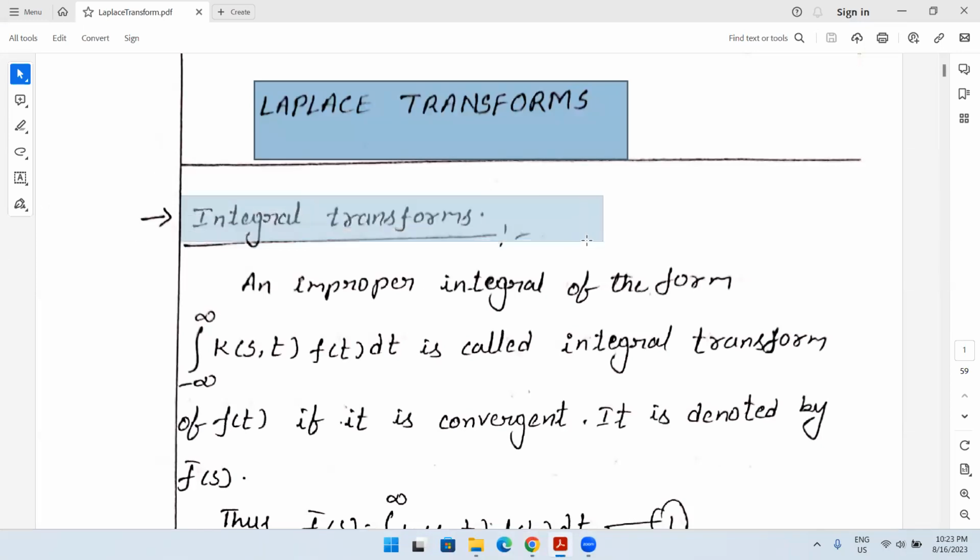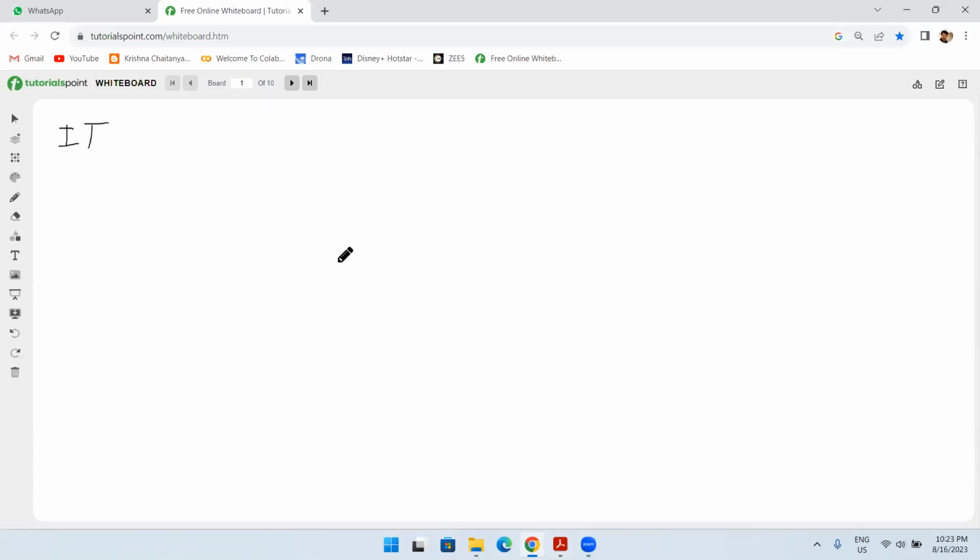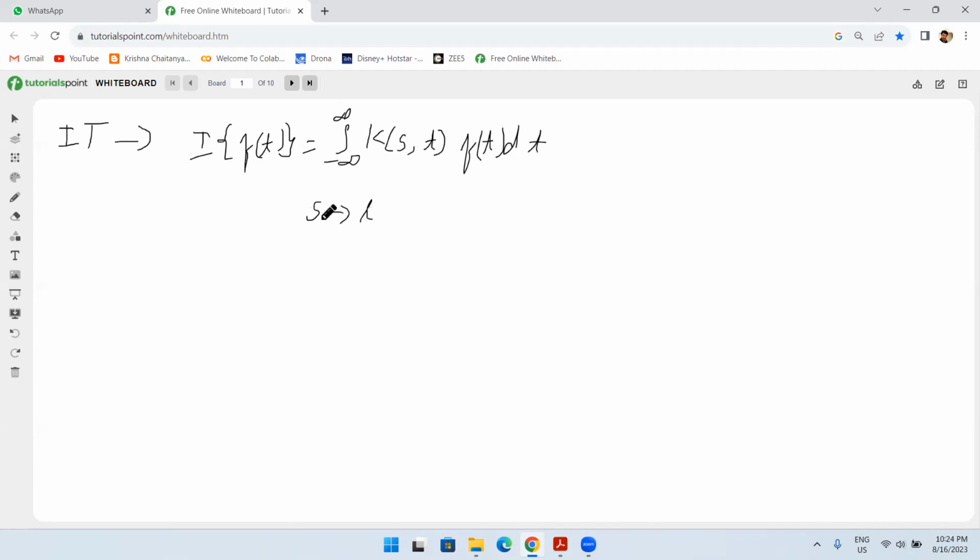Here we shall see the definition of integral transform. Any transform, whether Laplace, Fourier or Z transform, is based on this definition. The integral transform is defined by I of f of t equals the integral from minus infinity to infinity of k of s, t, which is a function of s and t, times f of t dt. Any integral transform transforms a function of t to a function of s. All inverse transforms transform the function of s to t. So these are the cases in any transform.